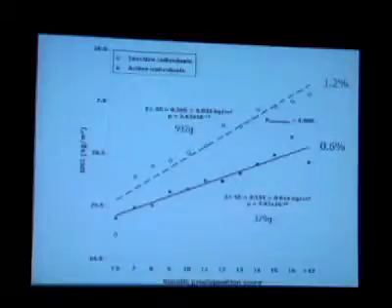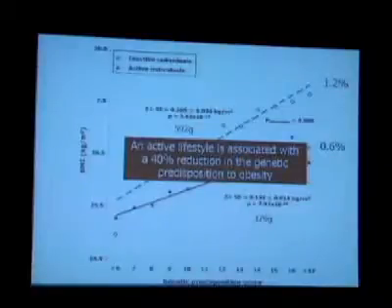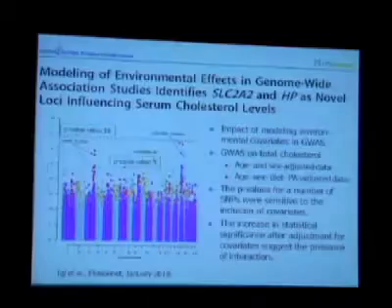And in that case, the variance accounted for was 1.2% here and 0.6%. So if we take the difference in terms of body weight between those two groups, this translates into a 40% difference, which means that an active lifestyle is associated with a 40% reduction in the genetic predisposition to obesity. So even if you have a genetic predisposition, being active is something that could be good.